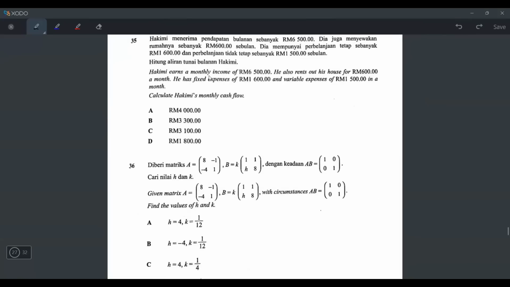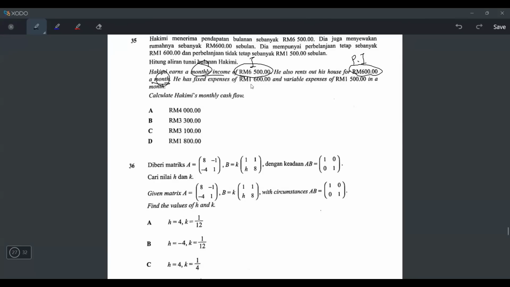Okay, 35. Hakimi earns a monthly income of 6,500. So this is the monthly income. He also rents out his house for 600. So this is a passive income. This is the passive income, because when he rents out his house, he will earn money a month. Okay, so all cakap pasal monthly, all cakap pasal 1 month.